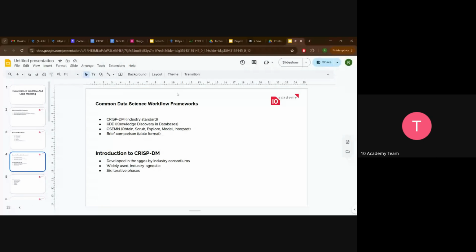There are common workflow frameworks for data science: the CRISP, the KDD, the OSEMN, and the brief comparison. Mostly we're going to use the CRISP, just to mention that there's the KDD, knowledge discovery in databases, and OSEMN, which is obtain, scrub, explore, model, interpret. And the brief comparison is a table format, just putting your workflow in a table instead of following the detailed stages. So mostly we're going to deal with the CRISP model.